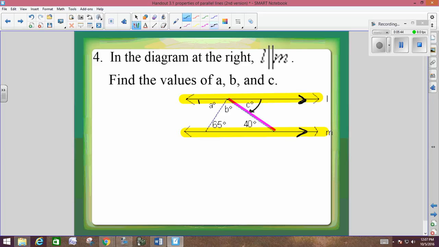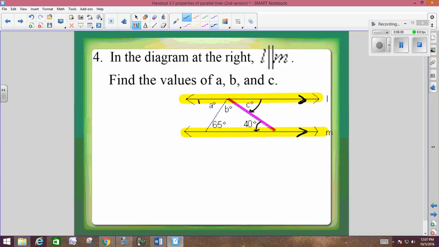Angle 40 goes from the transversal to the parallel line, so I can focus on that one. 65 goes from parallel to the unhighlighted line, so I'm ignoring it. So I don't need to worry about A, B, and 65 right now. Just focusing on C and 40.